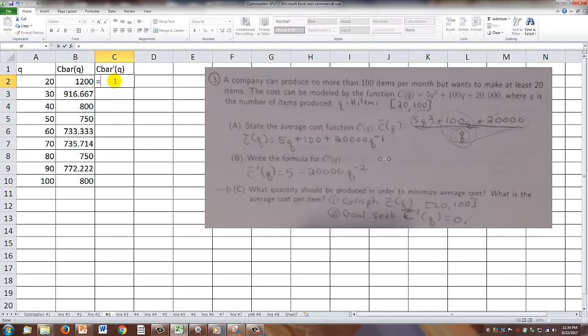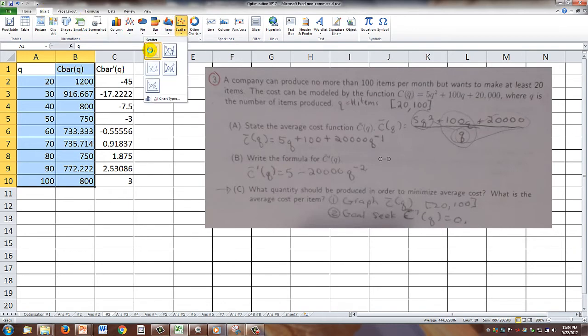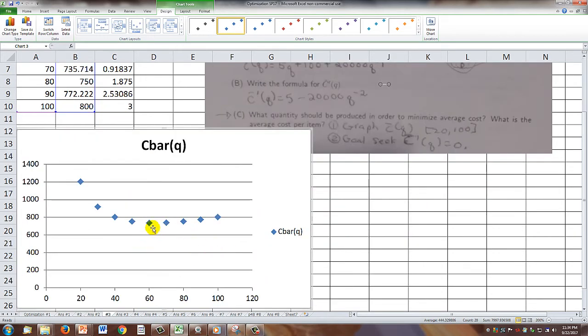And then the derivative, C bar prime, 5 minus 20,000 times Q to the negative 2. So this is the derivative. The derivative is the slope of the tangent line at all of these points. And I want to take a look at my average cost function. That's what we want to do here, because this is an integral part of finding out where the minimum occurs. And this average cost function also has a minimum that's sort of spread out. Well, it's 1 point, but it just doesn't change very much for a large part of the interval.